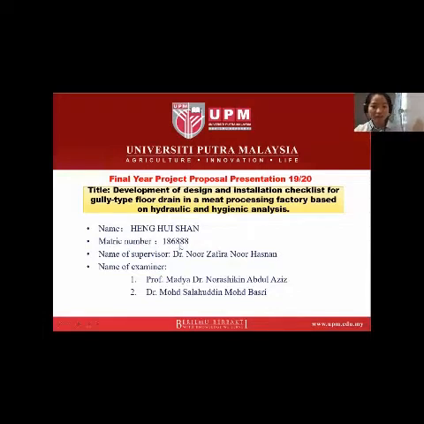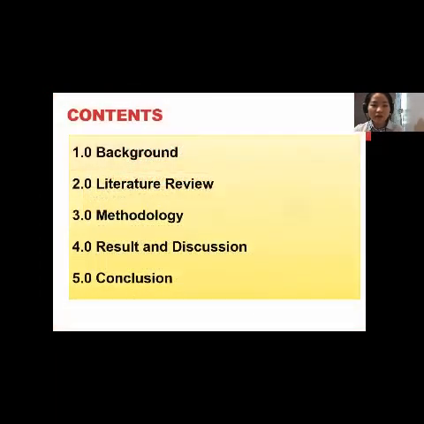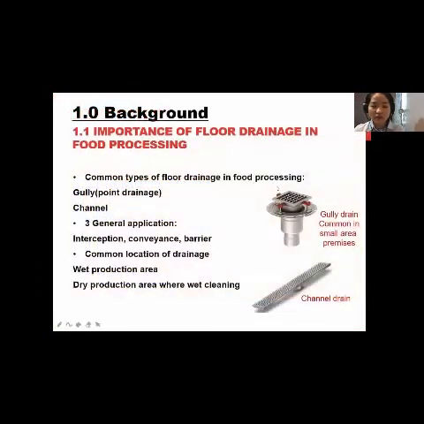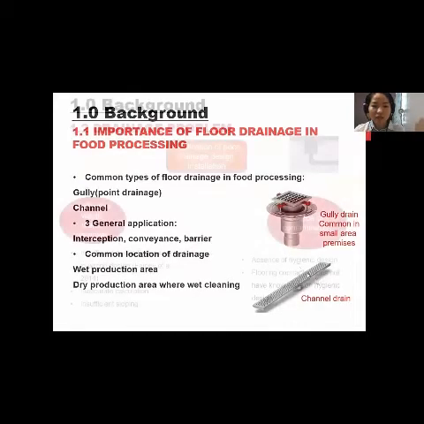My name is HENG HUI SHAN and my matrix number is 18688. My final year project title is the Development of Design and Installation Checklist for GULLY-TYPE drain in meat processing factory based on hydraulic and hygienic analysis. And my supervisor is Dr. Noor Zafira Noor Hassan. The common drains in food processing are gully and channel drain.